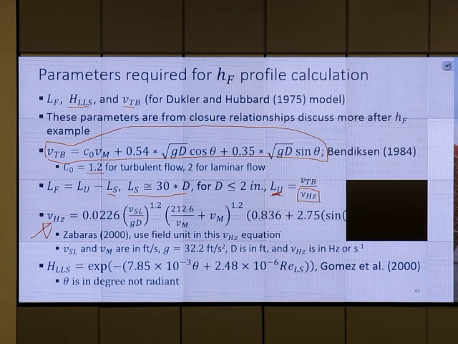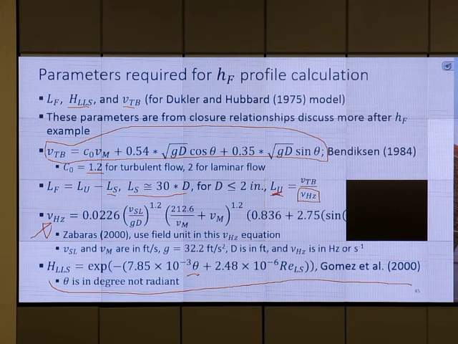Holdup inside the slug body is calculated from this equation. And theta in here is in degrees, not radians. Okay, this is a correlation. All this is in your book. Which page number do you have this equation, HLLS? Which page number?